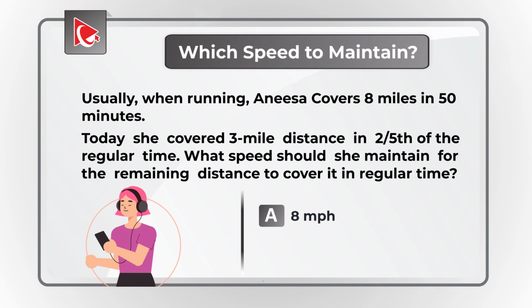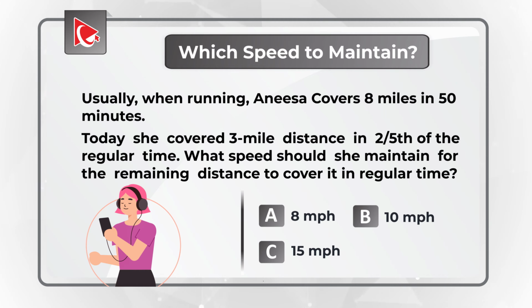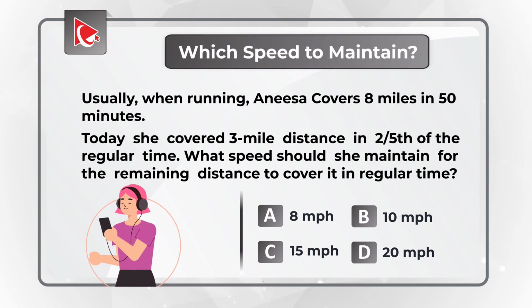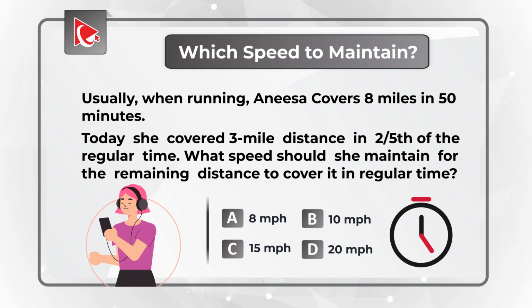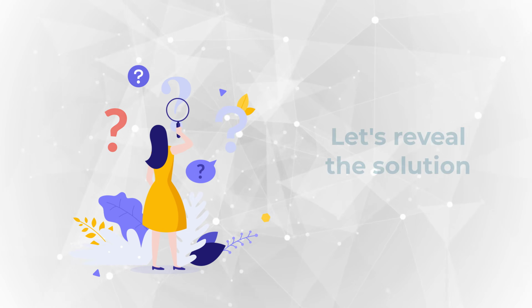Choice A, 8 miles per hour. Choice B, 10 miles per hour. Choice C, 15 miles per hour. And then choice D, 20 miles per hour. Do you know the answer? Give yourself a little bit of time. Maybe pause this video to see if you can come up with the solution. Are you ready? Let's move forward and get to the correct solution together.